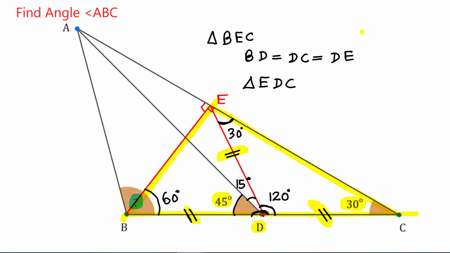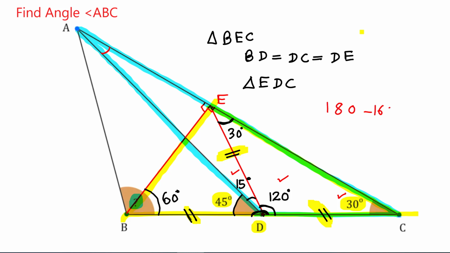Now consider this triangle, A, D and C. What will be this angle? The sum of angles should be 180. So this is 30, this is 120, so that is 150, plus 15, that is 165. So 180 minus 165 is basically 15 degrees. So this angle is again 15 degrees.